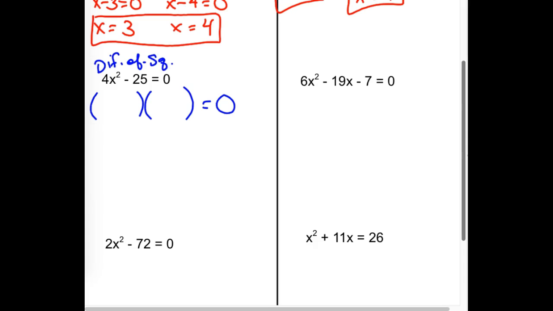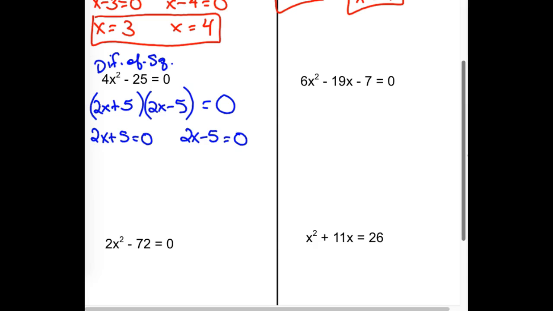So the 4x squared we're going to split into 2x times 2x. The 25 we're going to split into 5 and 5. And one is positive and one is negative. Does it work? Remember, you can always check that you factored correctly by doing what? By FOILing. Yep. All right. Set them each equal to 0. So 2x plus 5 could be the 0, and 2x minus 5 could be the 0.